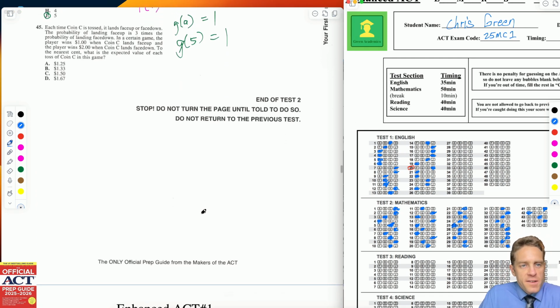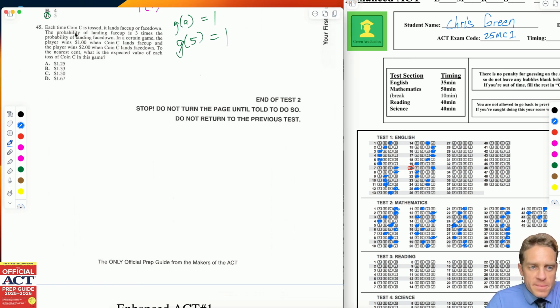Each time coin C is tossed, it lands face up or face down. The probability of landing face up is 3 times the probability of landing face down. In a certain game, the player wins $1 when coin C lands face up, and the player wins $2 when coin C lands face down. To the nearest cent, what is the expected value of each toss of coin C in this game?